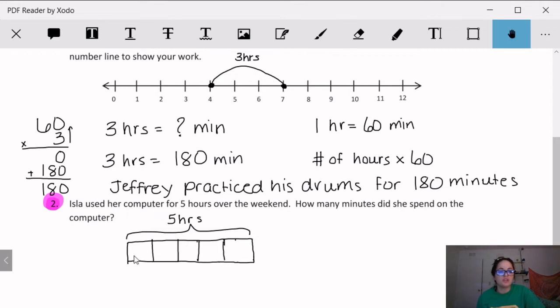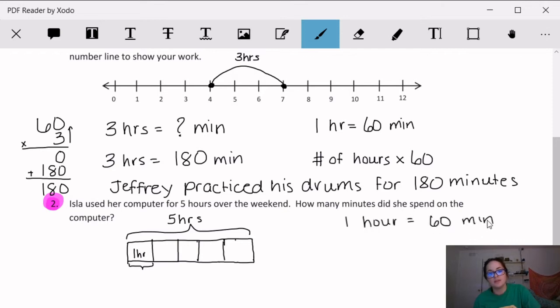So then we are going to take each one of these hours and turn it into minutes. So remember, if we have our practice sheet in front of us, then we would know that 1 hour is equal to 60 minutes. So each of these hours is equal to 60 minutes. And we are going to be doing 60 minutes times 5 because we've got 60 plus 60 plus 60 plus 60 plus 60. So that's like repeated addition, which is the same thing as multiplication.